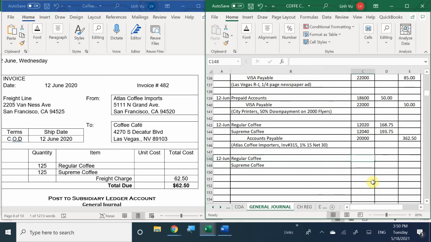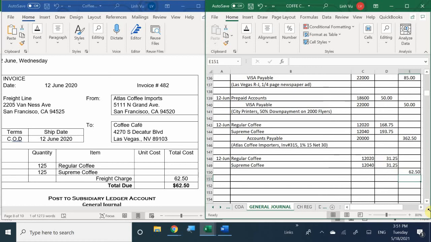Okay. And let's see, regular coffee was $12.040. So in this case, how much is this cost split into two? $31.25 each. Which then should give us a grand total of $62.50, which, how did we pay? Checking. Yes, we wrote them a check because they wanted cash on delivery.